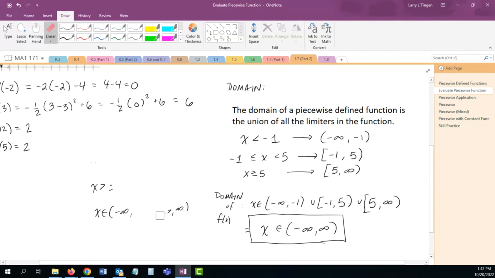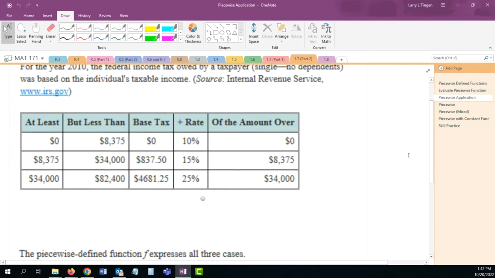All right. So the domain is just the union of all of the intervals or all the limiters given. And if those limiters are side by side, you can combine them. In this case, it turns out you can combine all 3. All right. So piecewise, still fun.